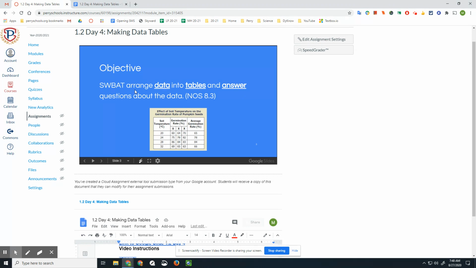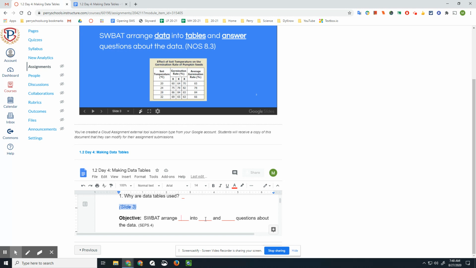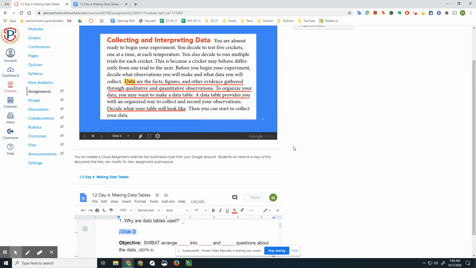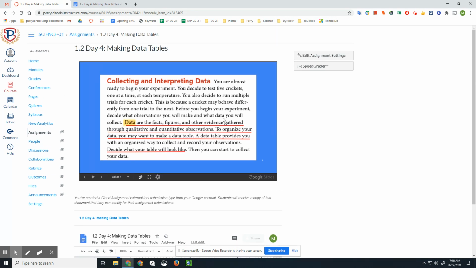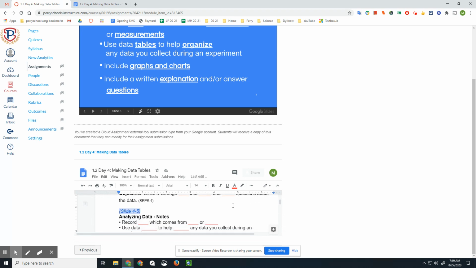Your objective, students, is to be able to arrange data in their tables and answer questions about the data. Down here, you're going to fill in the missing blanks. In some of the slides, there are textbook screenshots. In this one, I'm going to read the important information that's underlined. It says data are facts, figures, and other evidence gathered through qualitative and quantitative observations. To organize your data, you may want to make a data table. A data table provides you with an organized way to collect and record your observations. Decide what your table will look like, and then start to collect your data. All right, here are some notes we're going to fill in.